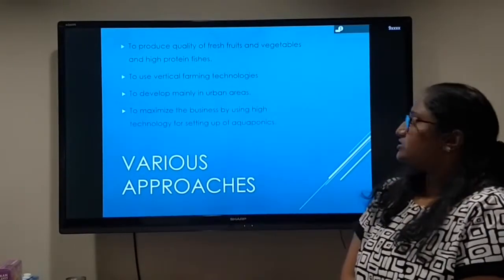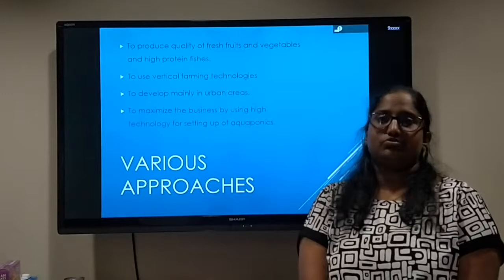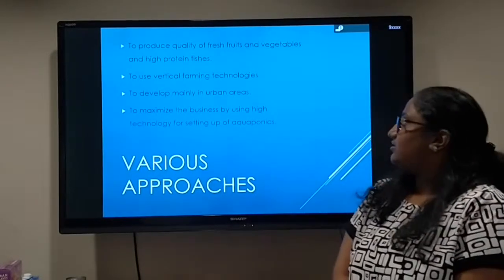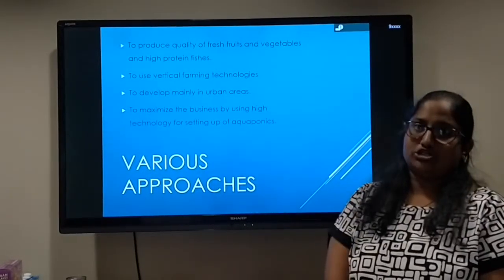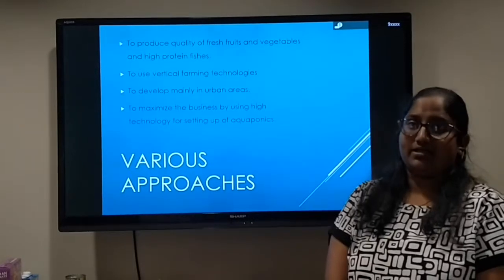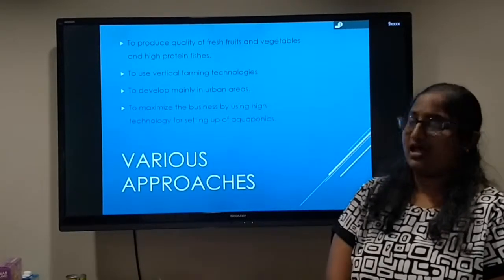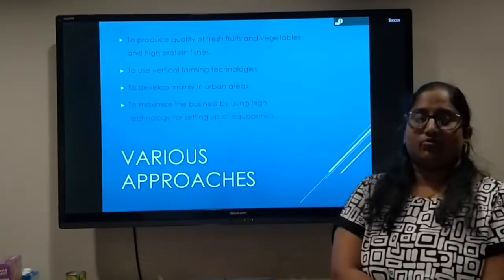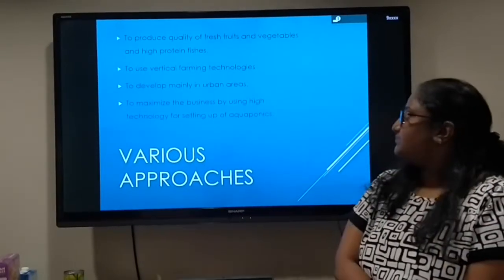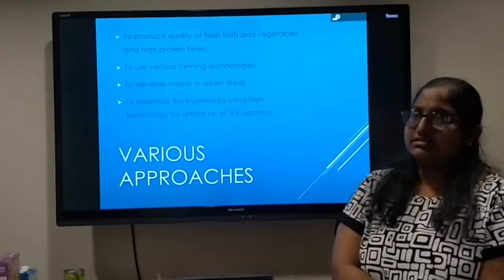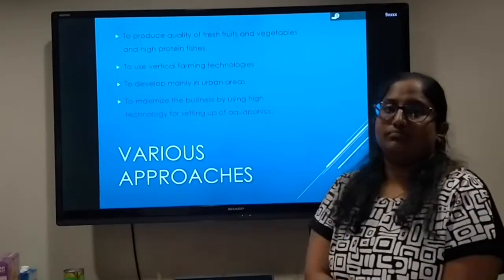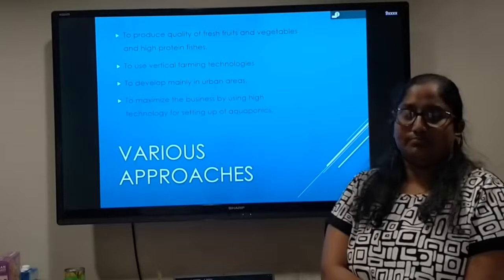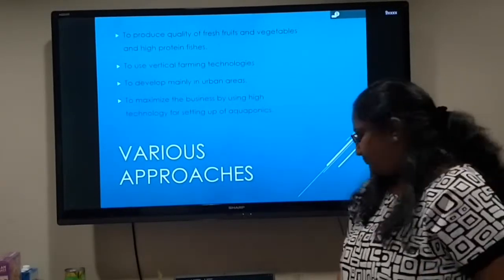The first approach is to produce quality fresh fruits, vegetables and fish by using vertical farming technologies, which is a high-end technology used for aquaponics. Similarly, the main motto of cultivating aquaponics is in urban areas, as well as to maximize the business, by setting up the aquaponics using vertical farming.